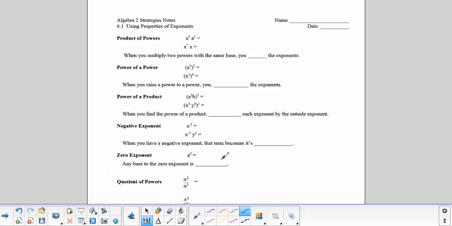Algebra 2 students, we're starting Unit 6 and we're going to talk about properties of exponents today. So when I want to multiply two bases that have the same power, there's an interesting rule that applies, and we're going to figure that out right here.